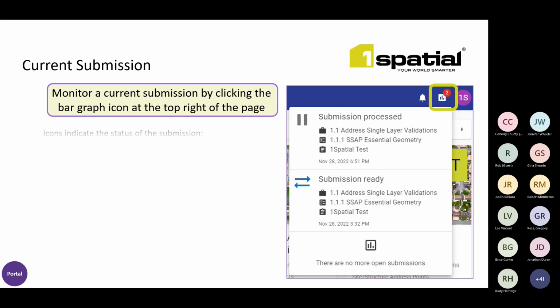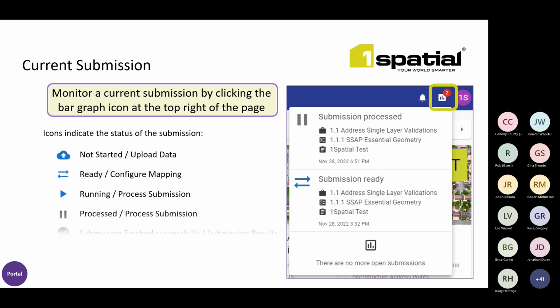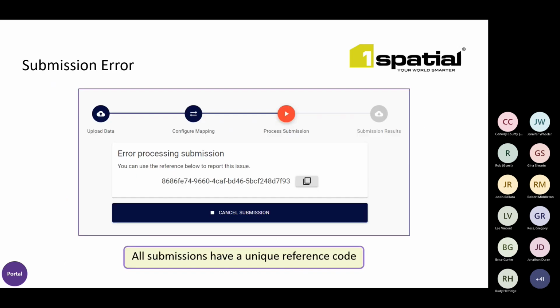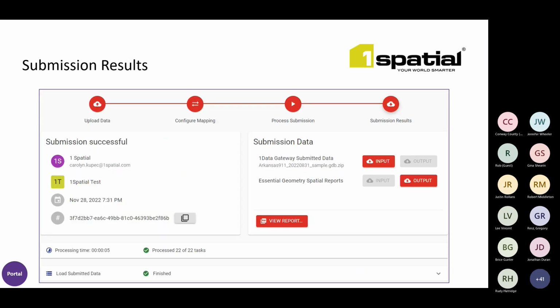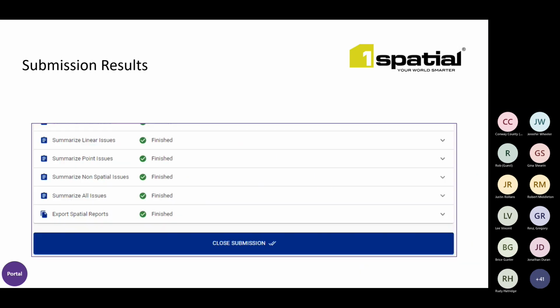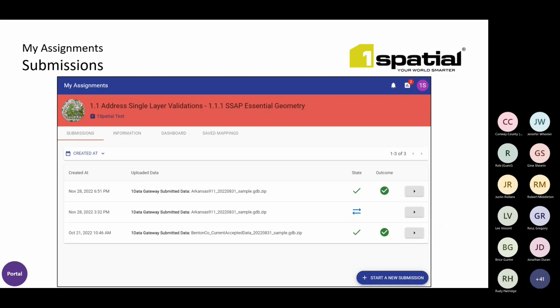Oh, I do want to point out some icons that you might see within those open submissions, and it's just referring to what stage of the submission process you're in. So if it's not started, you're on the upload data task. If it's ready, you're on that configure mapping, or if it's on one of those process submission or submission result steps. Again, if you do happen to get a submission error, you do have that unique reference code that you can use to refer to your submission. And then we do have that continue button to move to the final stage, our submission data report we can download, and then closing our submission.